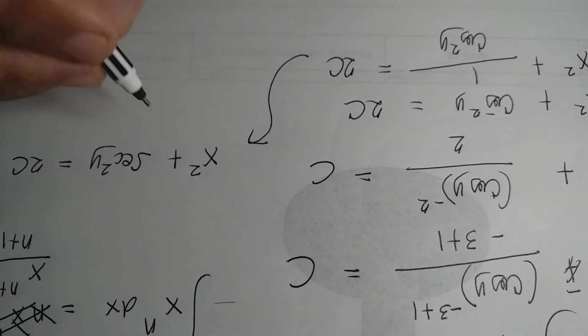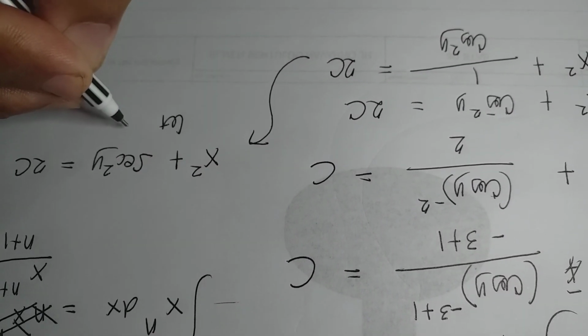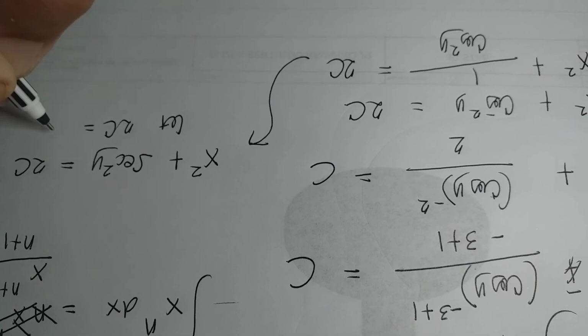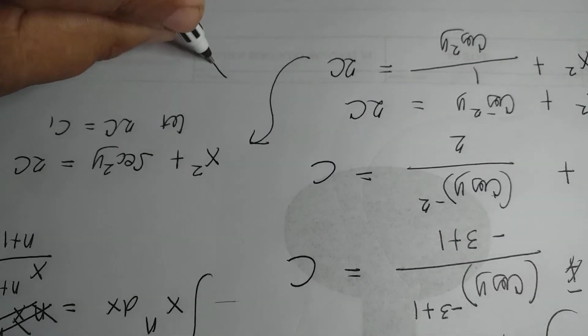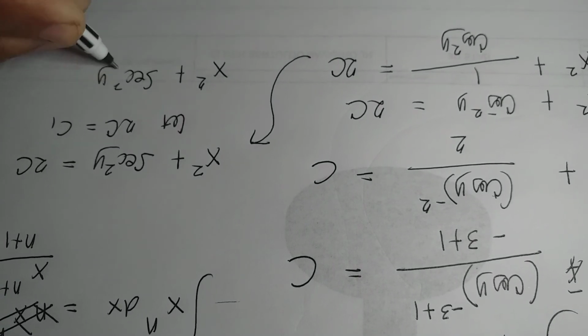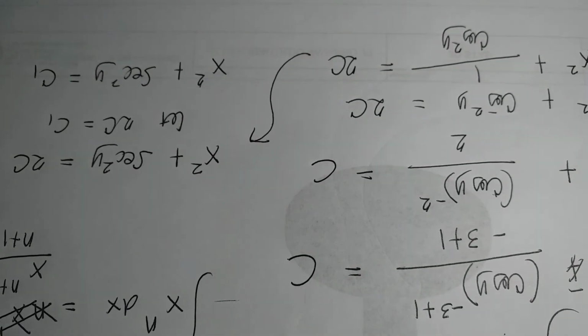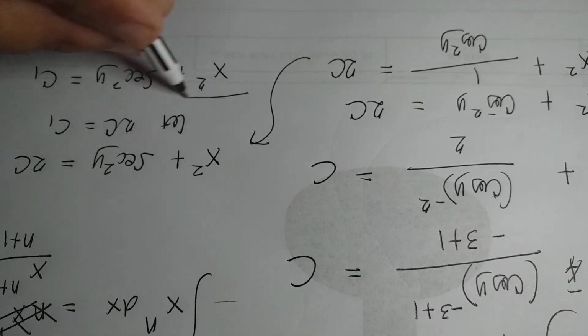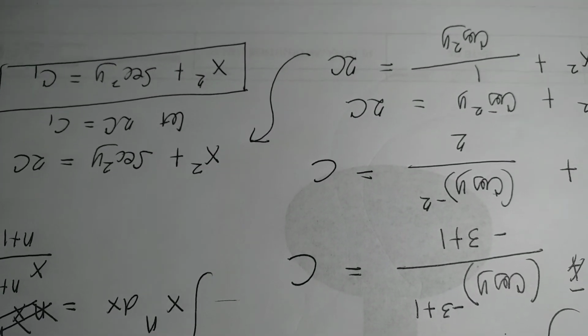Okay? If we're going to let 2c equal to c sub 1, your final solution yields x squared plus secant square y is equal to c sub 1. So this answers example number 4.